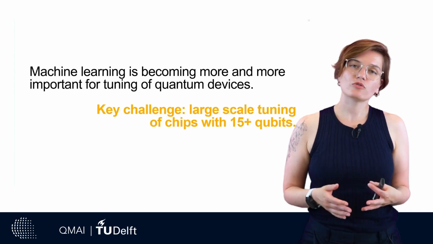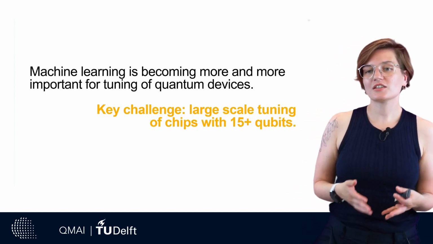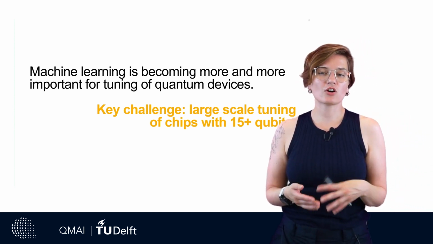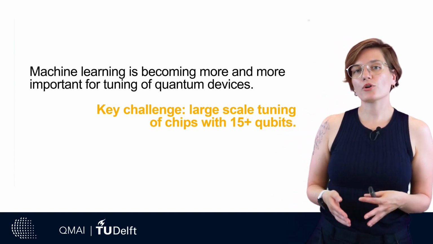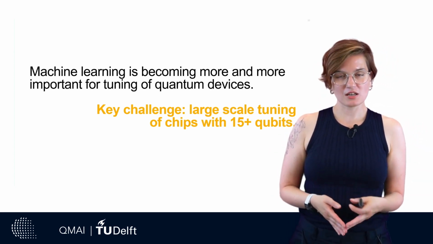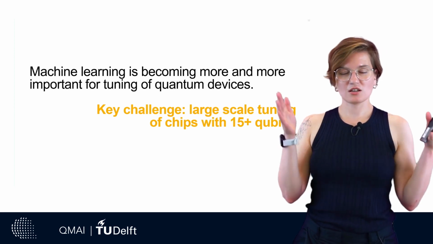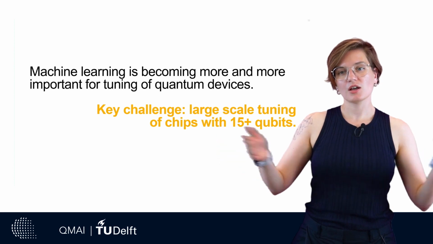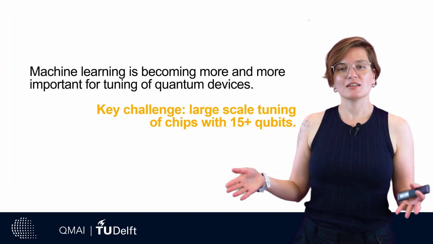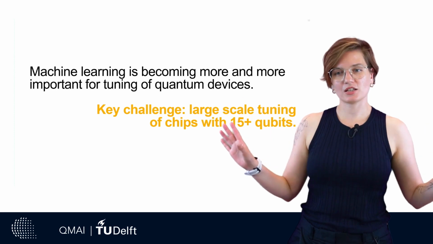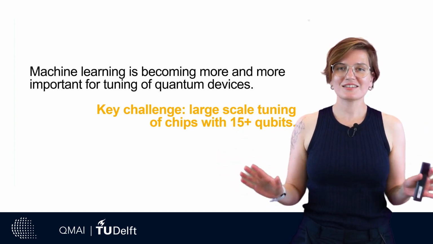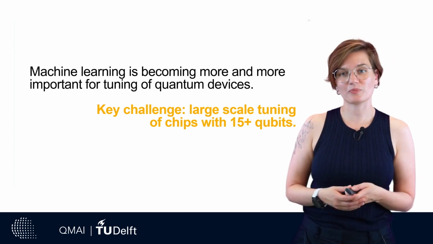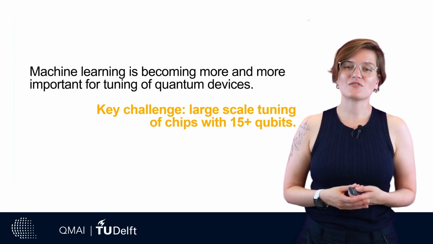So if I had to formulate a key challenge in the field right now, it would be doing fully automated large-scale tuning of chips that have 15 or more qubits. And that would mean regime tuning, charge tuning, and maybe even fine-tuning, a full pipeline of tuning that is fully hands-off for an expert human operator. This is an ambitious challenge, but with the progress that we are making so far, I think it is not completely unrealistic to see this within the next few years.